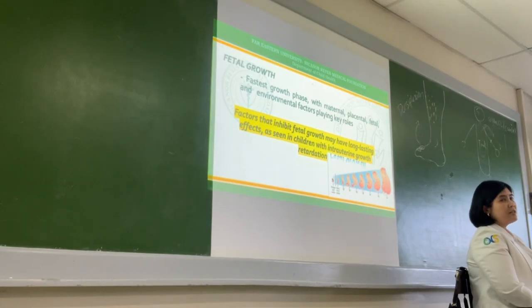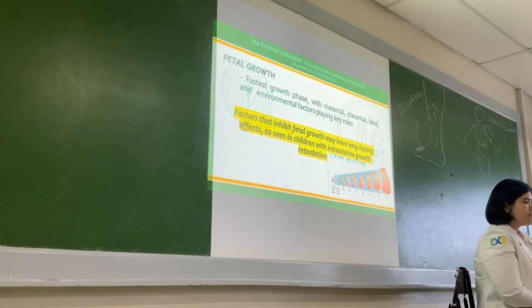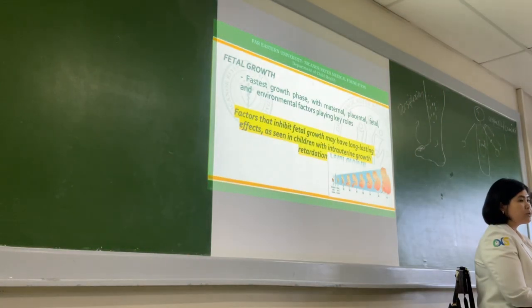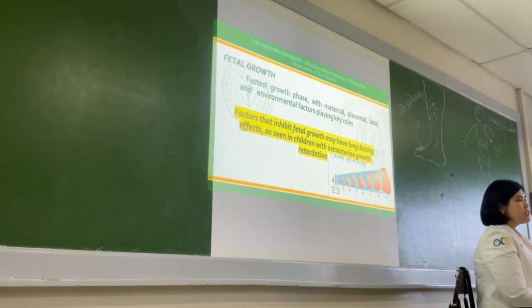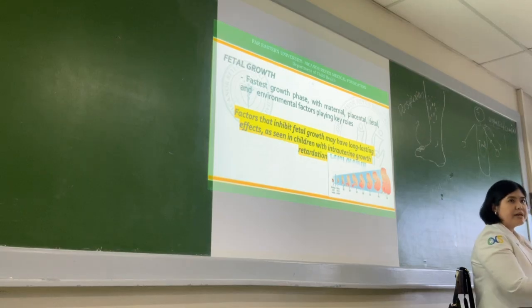So during the fetal phase, this is the time where there is fastest growth because there are maternal, placental, fetal, and environmental factors that play key roles. So when we talk about birth weight, it doesn't always mean that by the time they are adults, they will be of a big size or a small size as well. But there may be factors that inhibit fetal growth that may have long-lasting effects, such as those with intrauterine growth retardation. So if they have poor weight, they are small for gestational age, that's something that you need to monitor during every visit.